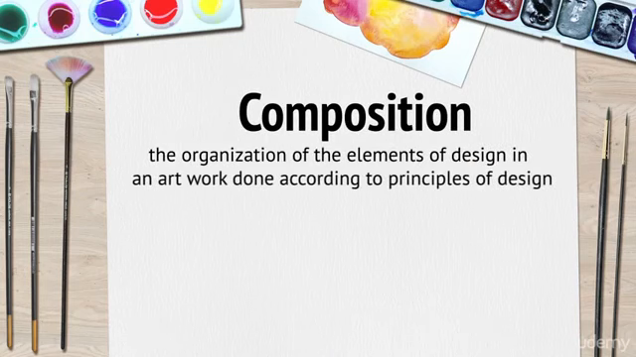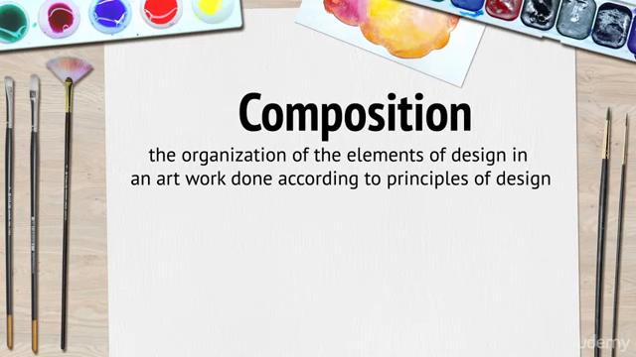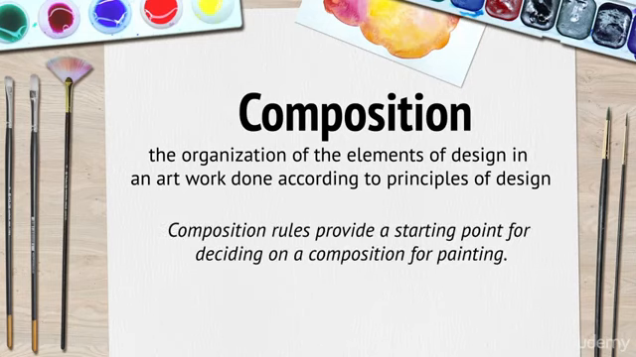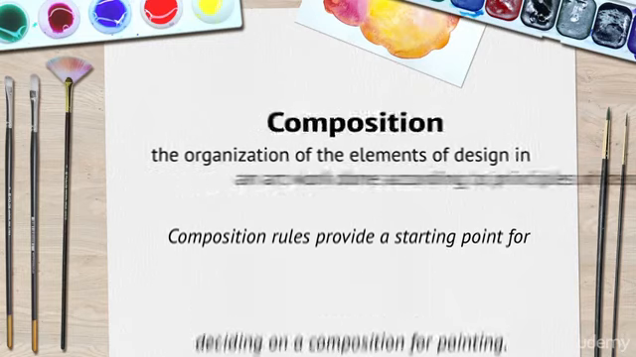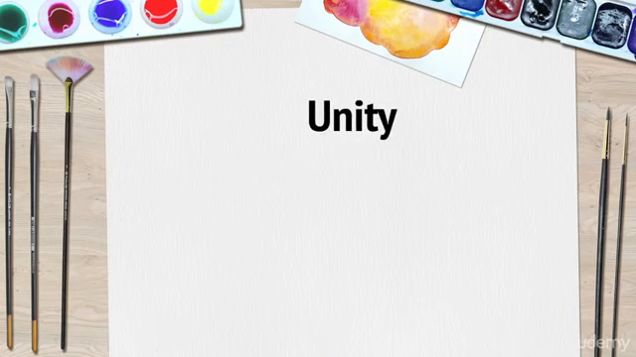It's the organization of the elements of design in an artwork, done according to principles of design. Example: composition rules provide a starting point for deciding on a composition for painting. Now, let's discuss what the principles of design are. One of them is unity.